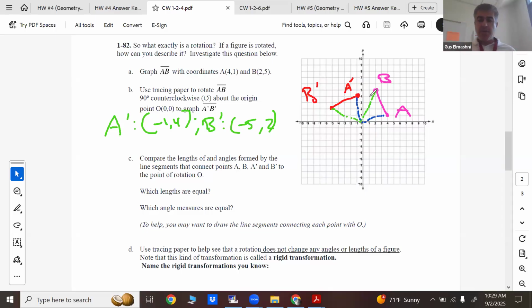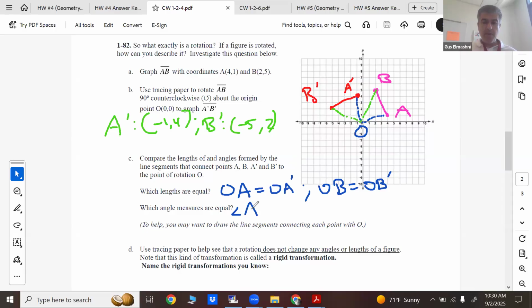Okay. Now, it says here, compare the lengths of and angles formed by the line segments that connect A, B, and A prime, B prime to the origin, which I did. Which lengths are equal? So I'll call this point O, by the way. So OA clearly equals OA prime. We expect that. Also, OB equals OB prime. We expect that. Now, what angles are the same? Well, probably angle AOB would be the same as angle A prime O B prime. So angle AOB I would say would probably be the same.